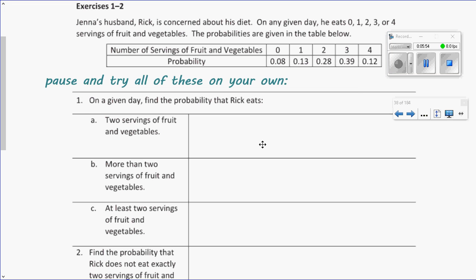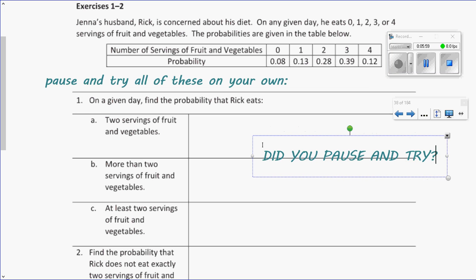Okay, did you pause it? Only you know if you actually tried it. Okay, let's go ahead and see how you did.